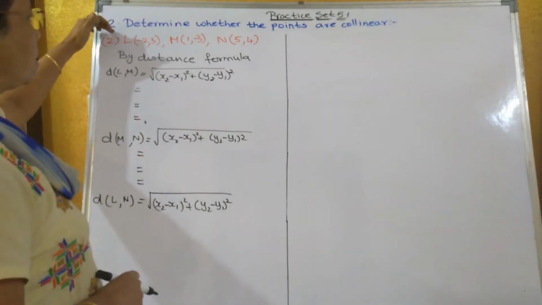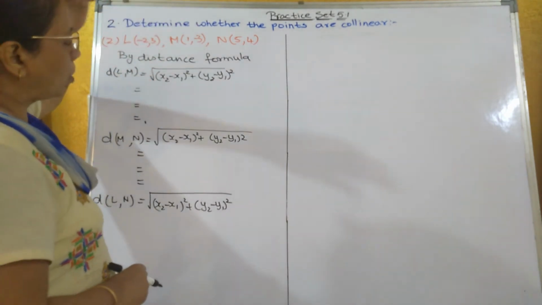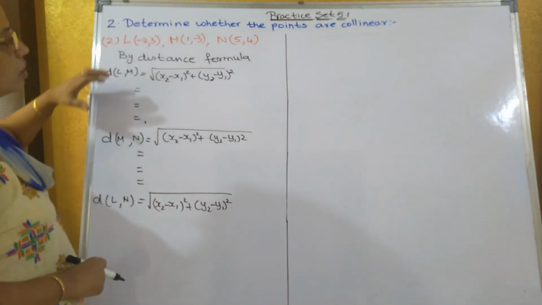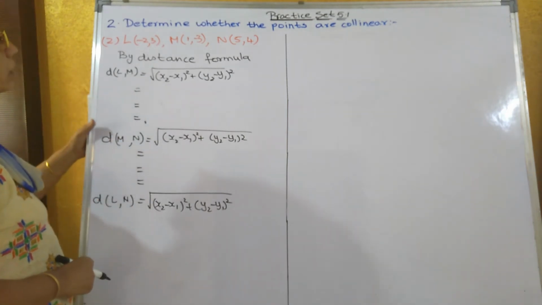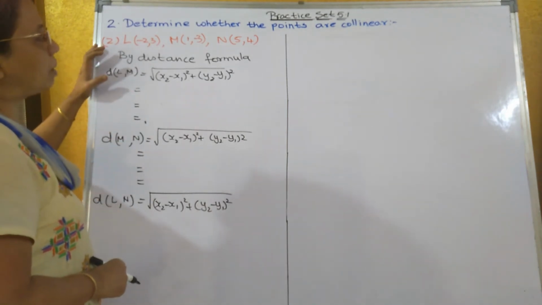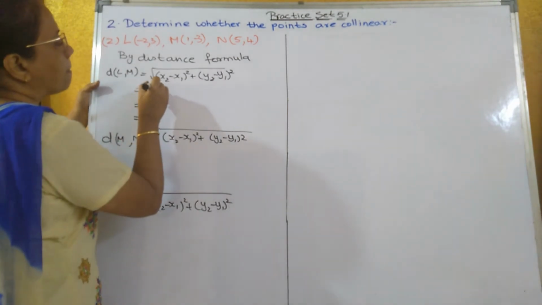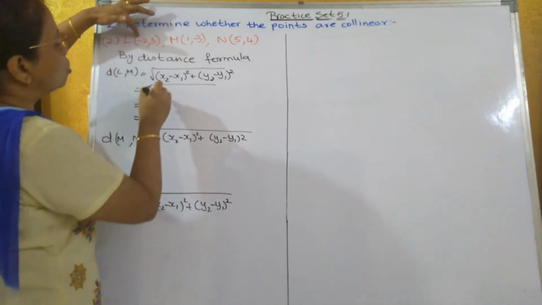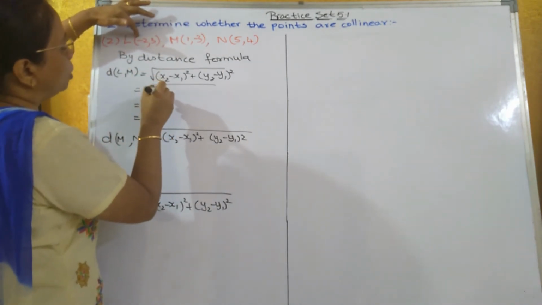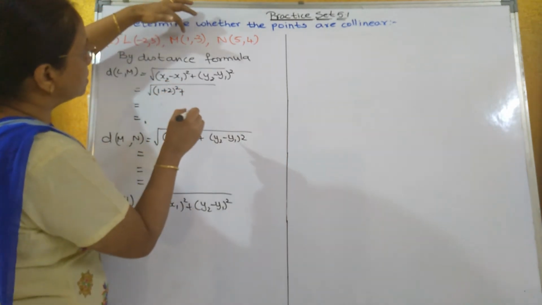Now sum number 2 of the second sum. Here L, M and N coordinates are given. Now I have not shown all the steps. I'll just find out distance LM, MN and LN and show whether they are collinear or not. But you have to write down all the steps systematically. Now LM. So 1 minus into minus 2 will become how much? Plus 2 the whole square plus 1.